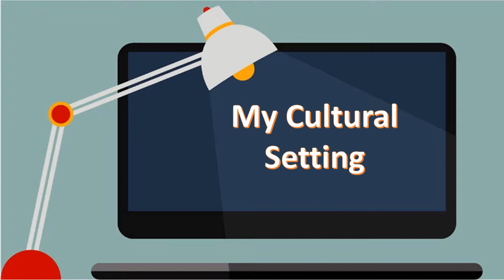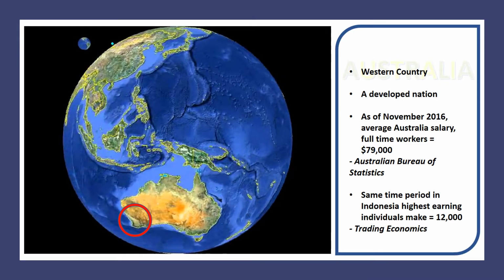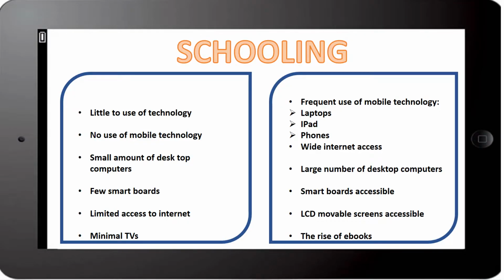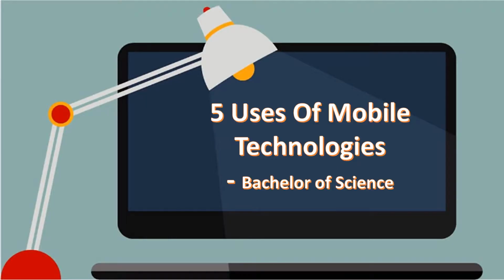Next, I will talk about my cultural setting. I was born in Australia, which is a Western and developed country. Here, the average income of full-time workers is over 6 times higher than in developing nations such as Indonesia. Due to this higher income, Australians tend to place more emphasis on the affordances of a mobile device and less emphasis on how much it actually costs. In terms of schooling, there was a far greater usage of mobile devices within secondary school than there was in primary school. Next, I will take you through 5 mobile technologies that I use within my study area.